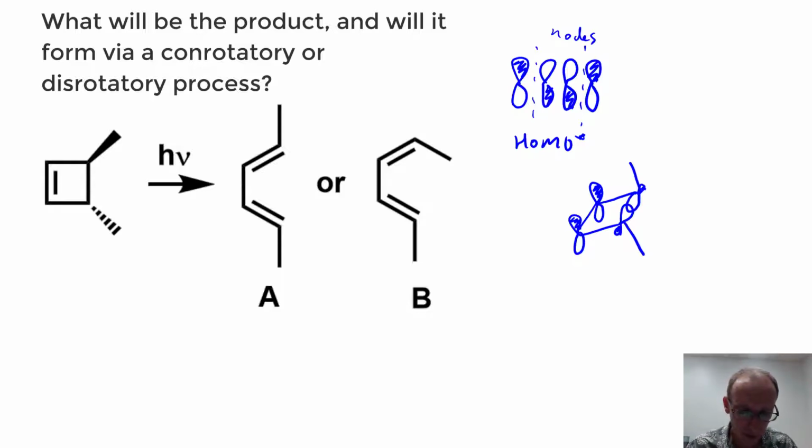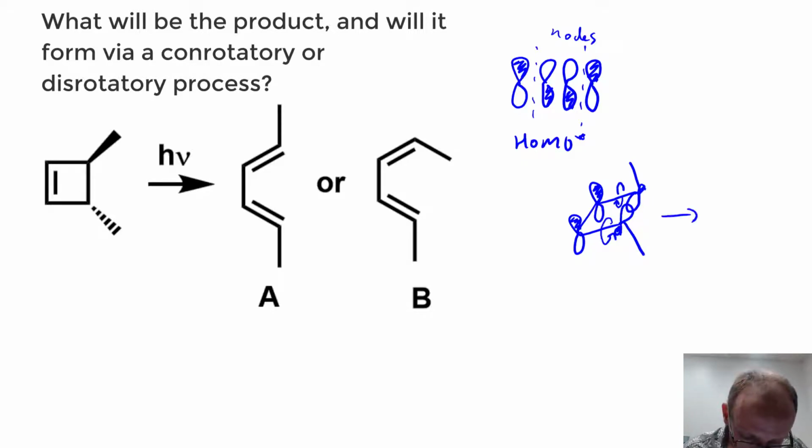Okay, so I think to do that, we're going to have to rotate like this around that bond, and we're going to have to rotate like this around that bond. And that's going to be overall a disrotatory process. Okay, so to get the two methyl groups, which are opposite like this, to get those orbitals to overlap, we're going to have to make them rotate in opposite directions. So that's going to go that way, and this is going to go that way.